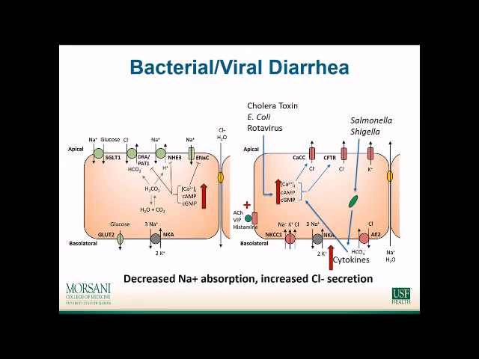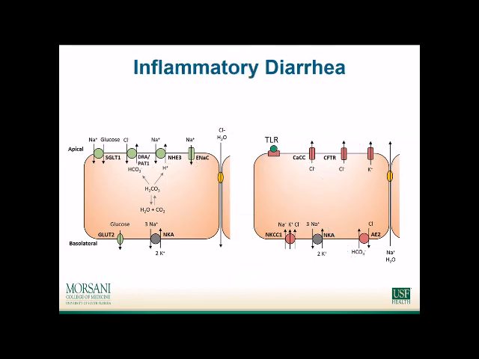And so this really is giving us both a decreased sodium absorption and an increased chloride secretion in terms of secretory diarrhea. Now, inflammatory diarrhea would be a little bit different. This is where we're really going to depend on the commensal bacteria and the presence of these toll-like receptors, but that can initiate signaling events like activation of NF-kappa B and production of cytokines.